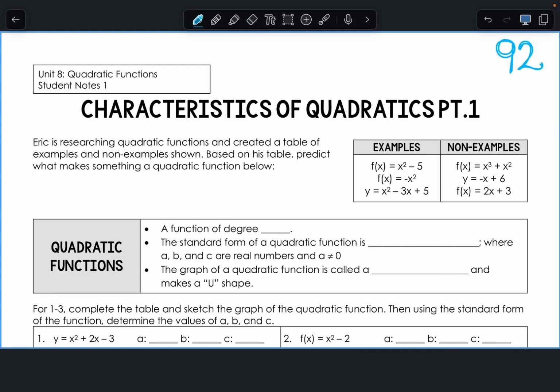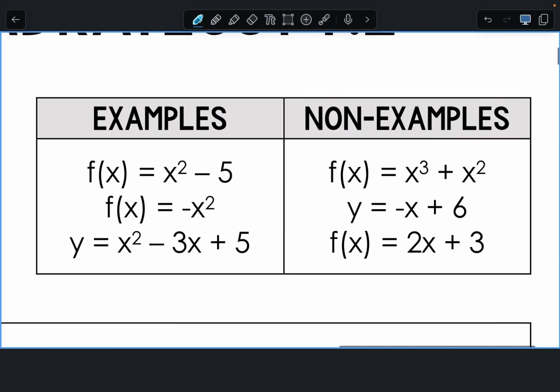All right. So it says Eric is researching quadratic functions and created a table of examples and non-examples. What is the difference between examples of quadratic equations and ones that are not? What is the biggest thing that you notice? They both have f of x. They both have negatives. They both have binomials. The example has a trinomial. You can have a trinomial that's not an example.